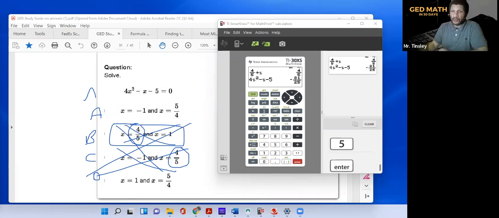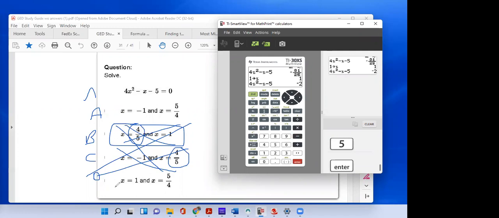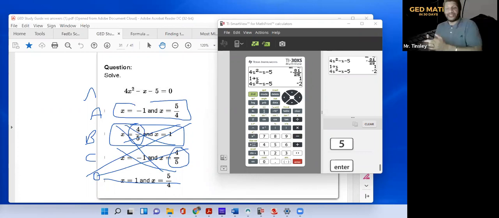Now I'm going to plug in 1. 1, store X. And I'm going to type in my quadratic, 4x squared minus x minus 5. Did I get 0? No. So the only answer left is A. Otherwise, let me explain something to you. With a quadratic equation, they either want you to solve it by factoring or use the quadratic formula. If they ask you to solve it and they give you the answers, plug them in.